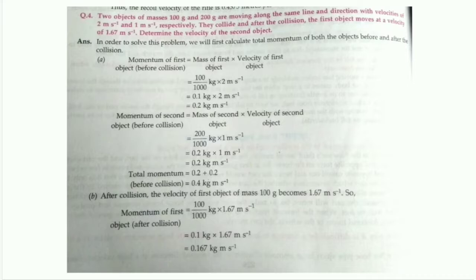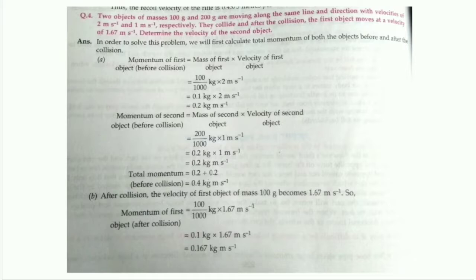Here we have the masses of the two objects. One is 100 grams and the second object is 200 grams. Their initial velocities, of the first object u1, is 2 meter per second and the second object u2 is 1 meter per second. After the collision, the new velocity v1 is 1.67 meter per second, and we are supposed to find out the velocity of the second object after collision.